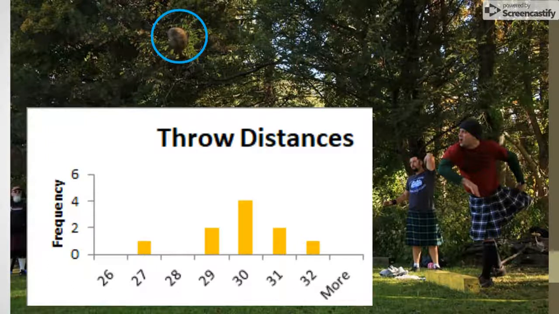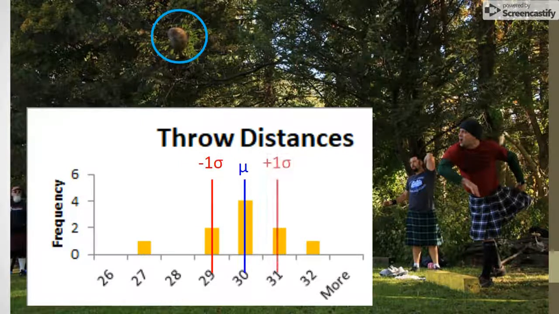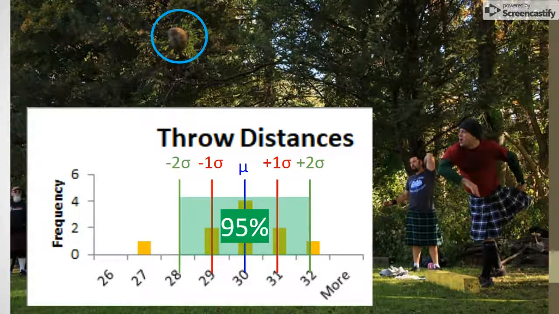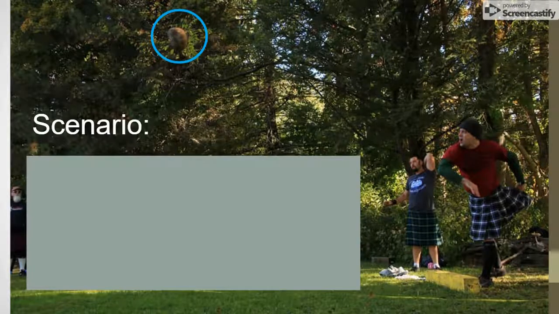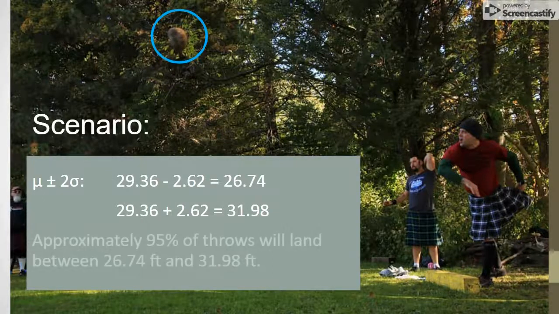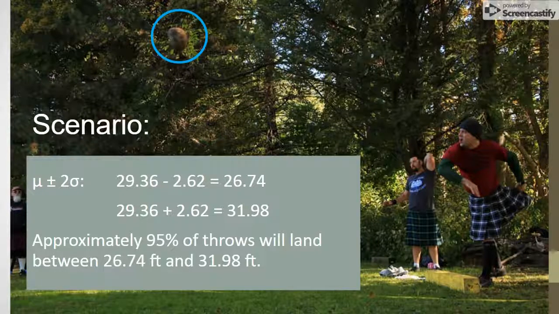To find the 95% confidence interval, or the range of distances that will include 95% of throws, we need to expand the window a little wider. In this case, we need to subtract 2 standard deviations from the mean and find the lower limit, and add 2 to find the upper limit. When we do the math, we can say with accuracy that approximately 95% of throws will land between 26.74 feet and 31.98 feet. The range is wider, but it encompasses a much greater percentage of possible outcomes.